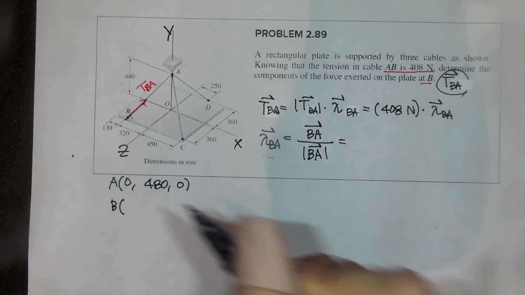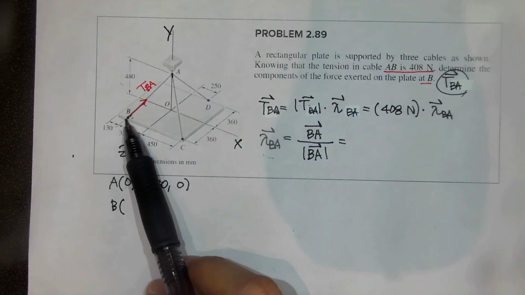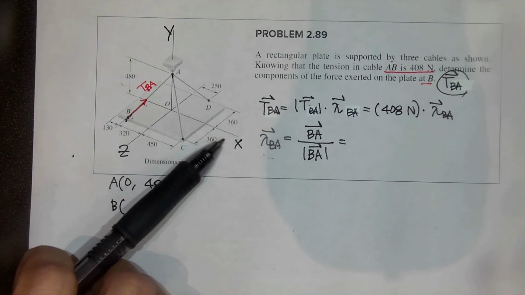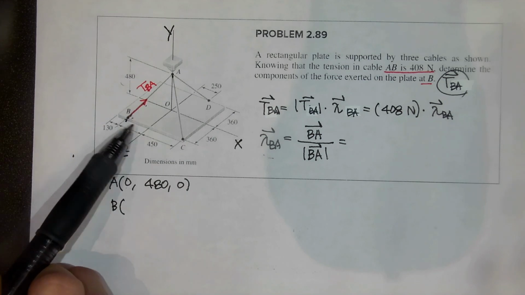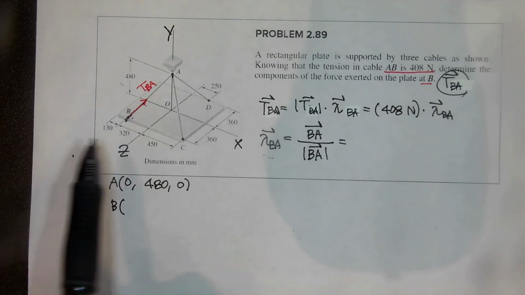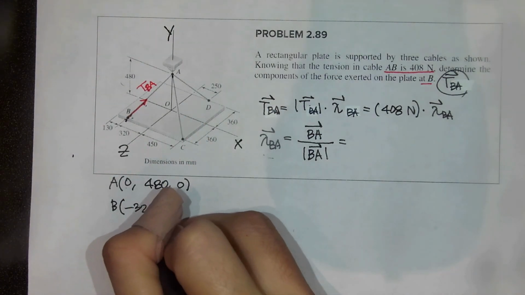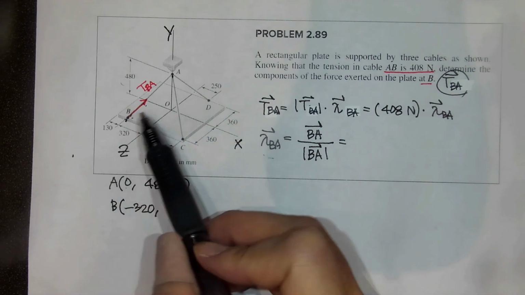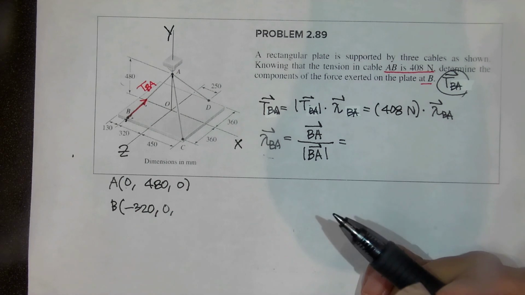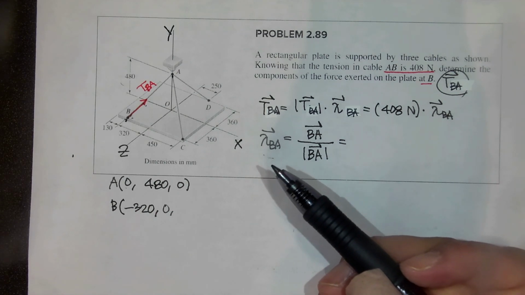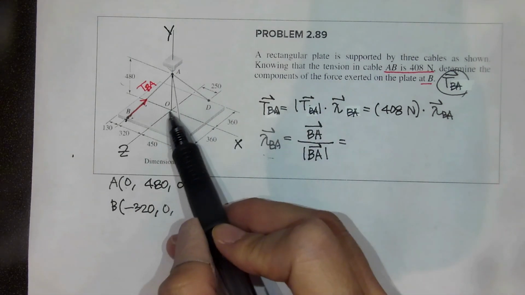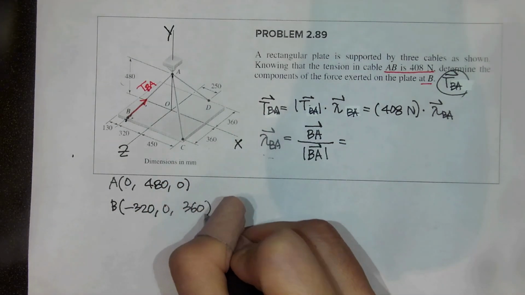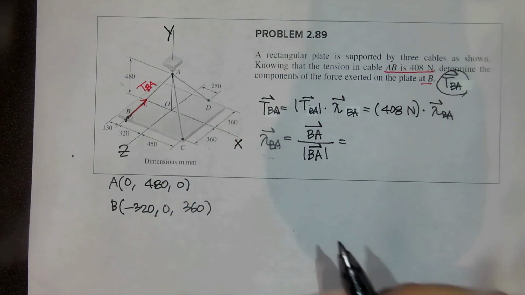Okay, and then what about B? B is here, right? And then X direction is here, right? So is something here? Negative 320. And Y component, 0. Z component, 360, right? It's positive because it's positive direction, okay?